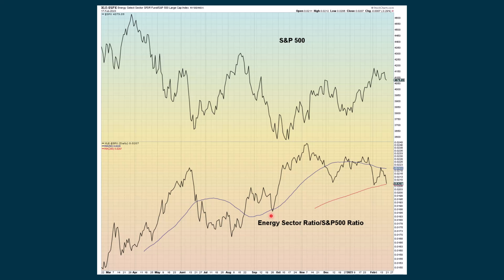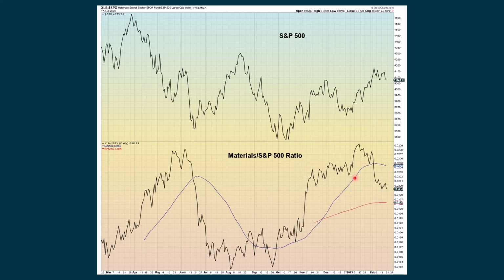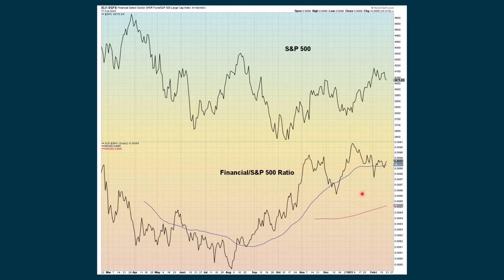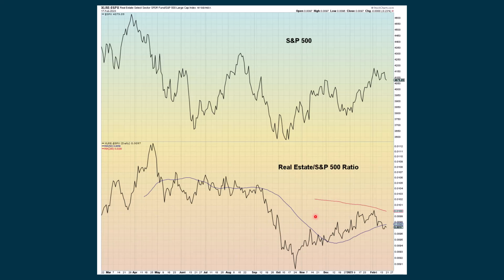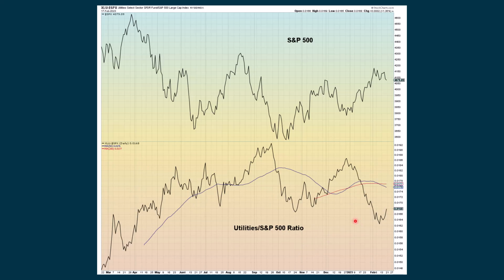Here's the energy sector, which continues to be in an uptrend compared to the S&P. Materials, which are also in an uptrend compared to the S&P, and the financials are also in an uptrend. Real estate, which is underperforming currently compared to the S&P. Utilities, which I just mentioned, after trying to give us a golden cross, immediately came back down and gave us now another death cross based on this ratio.